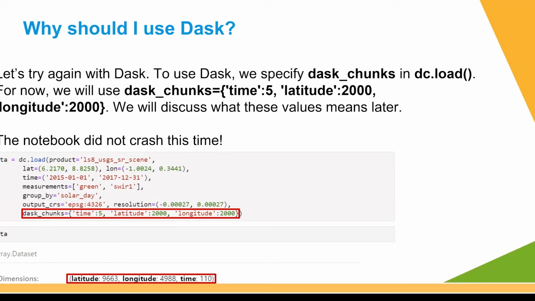Let's try again with Dask. To use Dask, we specify dask_chunks in our load. For now, we'll use dask_chunks equal to a dictionary mapping every dimension to a number. That number is the size of the chunk. So every chunk, every piece of our data set that Dask has, is going to be of size 5 on time and 2000 in latitude and longitude. So in this case, the notebook does not crash. We run it and we can see here in the load, the only difference is that we specify the dask_chunks parameter. And the data when we print it has the data we want: 9,663 latitude, 4,988 longitude, and 110 time slices.